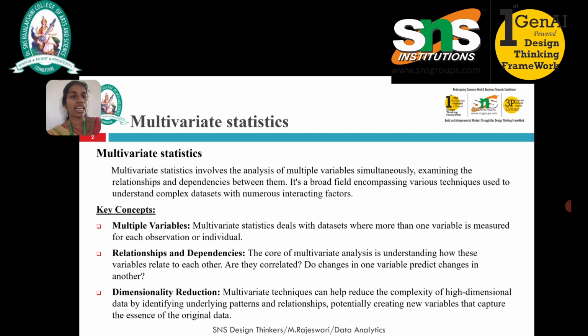Dimensionality reduction is one of the key concepts of multivariate statistics. Multivariate techniques can help reduce the complexity of high dimensional data by identifying underlying patterns and relationships, creating new variables that capture the essence of the original data. From the original data we take the essence, and based on that essence I give suggestions, decisions and solutions for the given problem. This concept is mainly used to take the essence from a large data set. From the data set we give the solution, then we do the analysis. For that we take the key concept of dimensionality reduction.